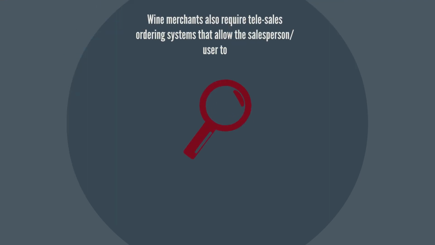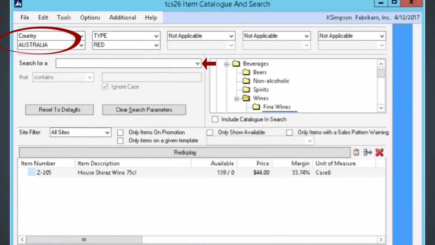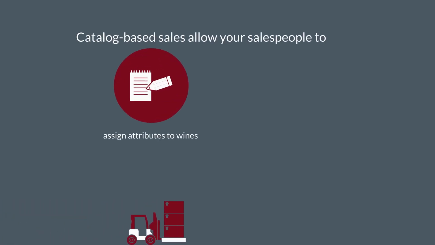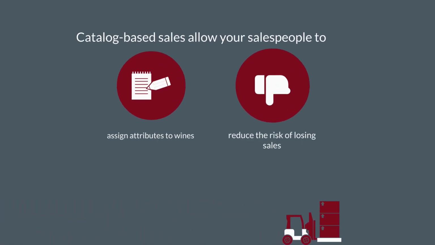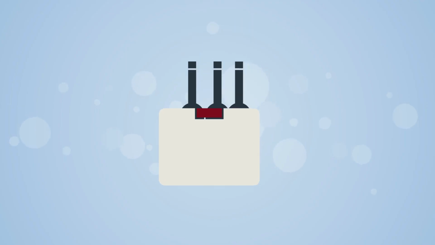Wine merchants also require telesales ordering systems that allow the salesperson to search for wines using criteria that aren't part of the description. For example, it could be price band, country of origin, or grape variety. A customer might be looking for a French wine in the 10 to 15 range, preferably a Pinot grape. You must be able to assign the attributes to inventory codes to improve the inventory searching and reduce the risk of losing sales.